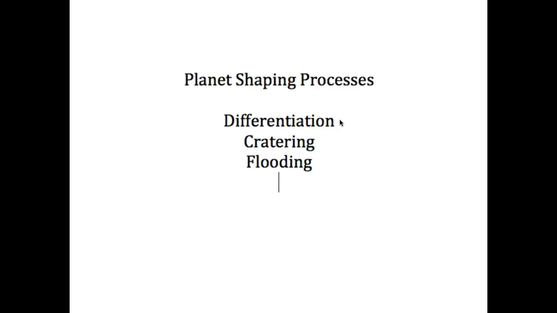Let's look at the planet shaping processes. The first one is differentiation. The second one is cratering. The third, flooding. And finally, slow surface evolution. So these 4 processes are what I'm going to talk about and explain to you in today's mini lecture.